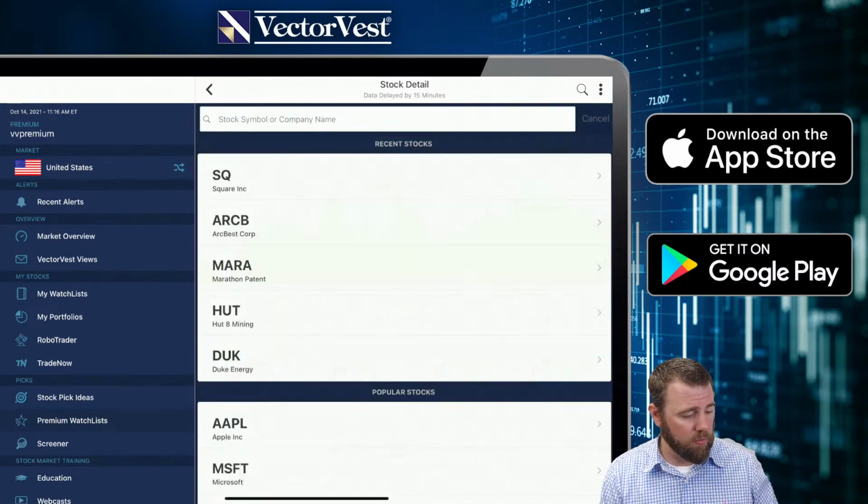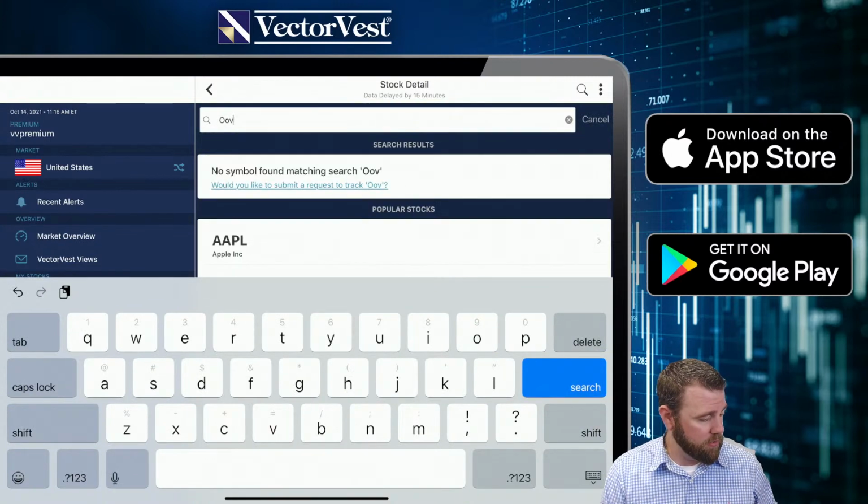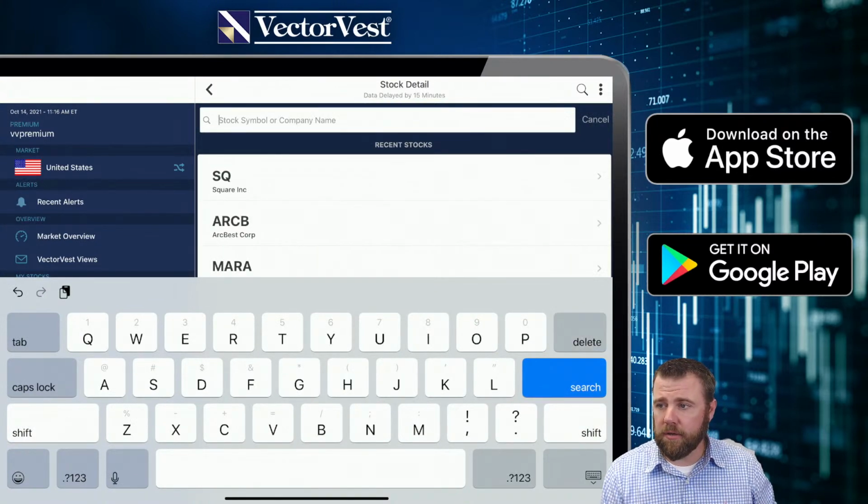Let's see, OOV. Not finding that there. Mark, every single week you get me with that. You type in mug. I get why you're typing in mug, but I almost start to type in a symbol here.